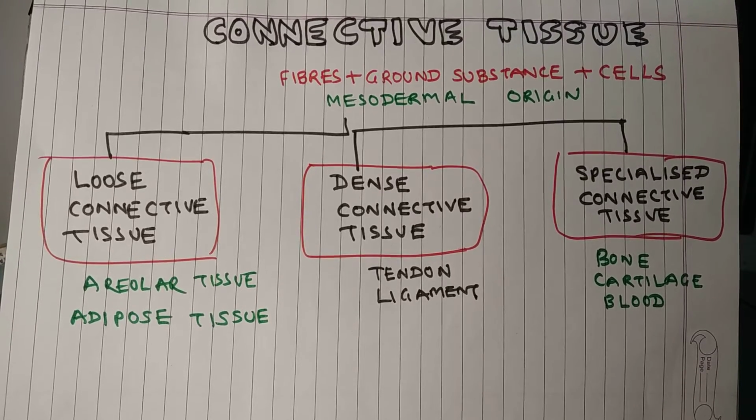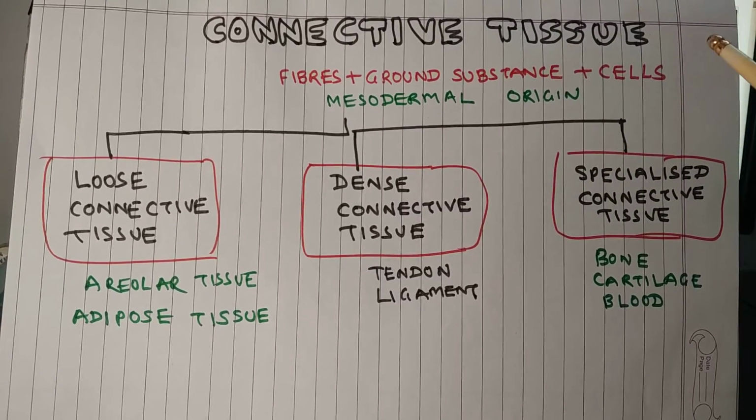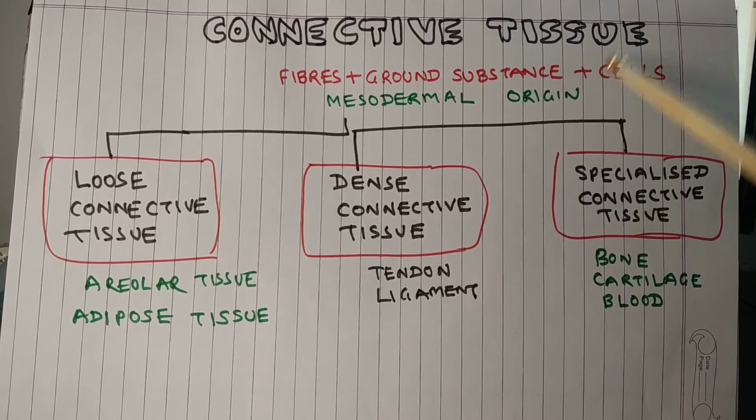The components of connective tissue are fibers, ground substance and cells. Connective tissues are mesodermal in origin, which means that out of the three layers of the embryo, that is ectoderm, mesoderm and endoderm, the connective tissues develop from mesoderm.